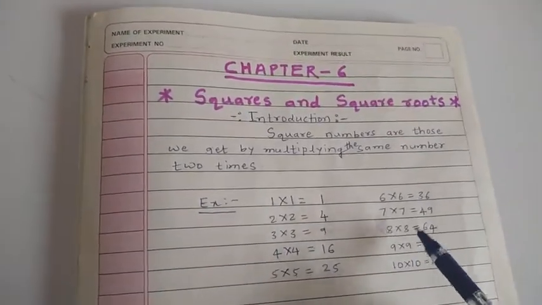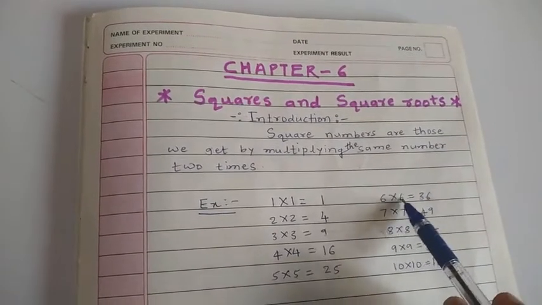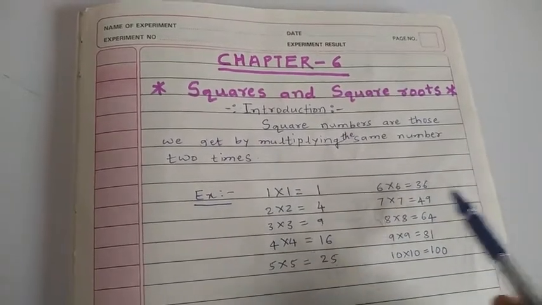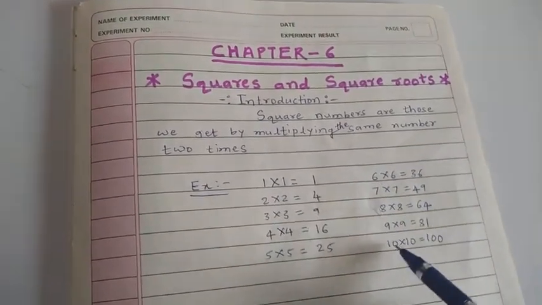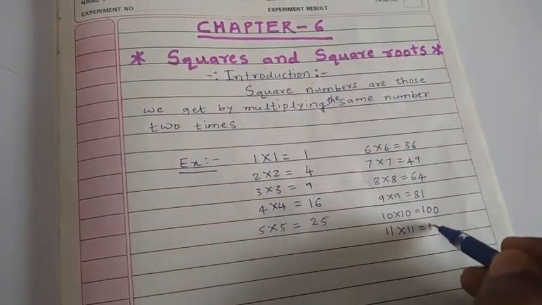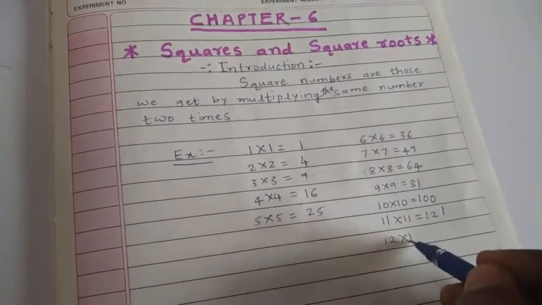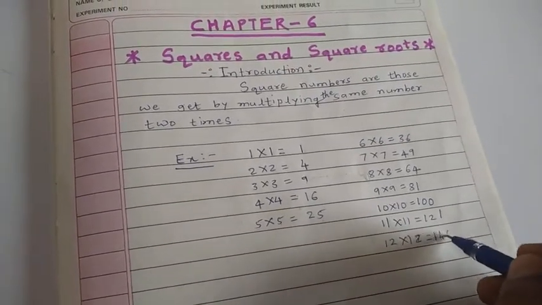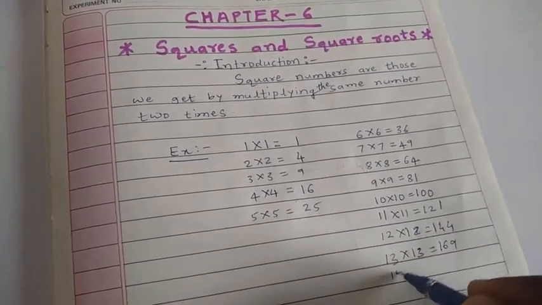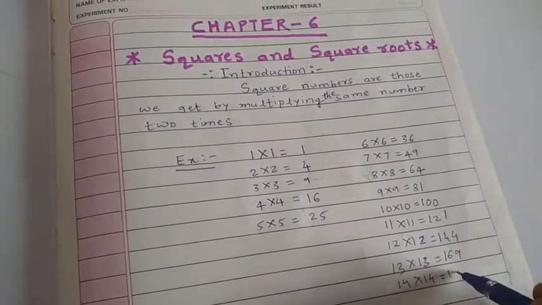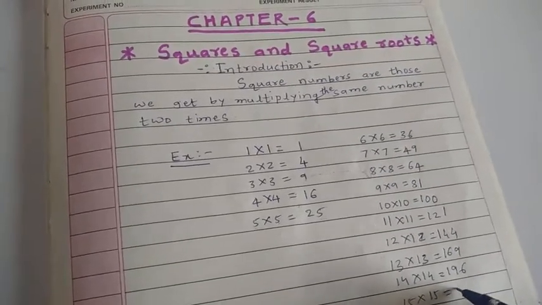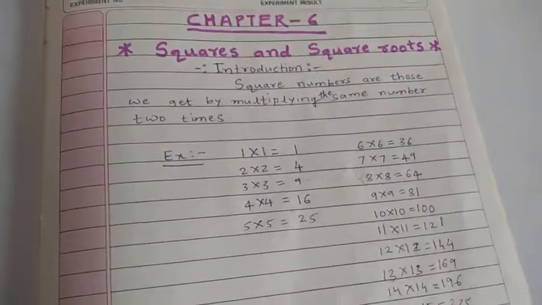Here we get the square numbers by multiplying the same numbers. You have to take the same number. If you take a different number, it does not become a square. It may be 11 into 11 is equal to 121, 12 into 12 is equal to 144, and next 13 into 13 is equal to 169, 14 into 14 is equal to 196, 15 into 15 is equal to 225. So all these are the square numbers.